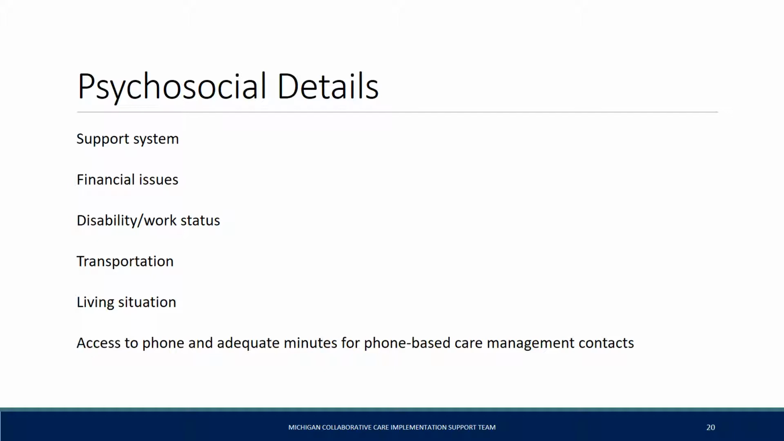It might be important to know about any financial issues that the patient has and whether these are contributing to their mood. Disability and work status. So is the patient currently working or are they unemployed? And if so, are they receiving disability or do they have anything pending in terms of a disability application or an appeal? It can be helpful to understand the patient's transportation situation. So that can impact whether they're able to come in and meet with you, for example, for an appointment, or whether it might be better to talk by phone.